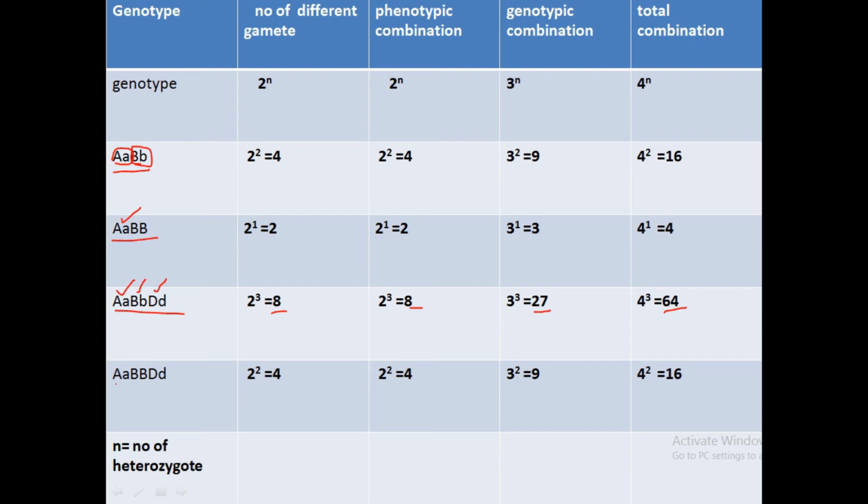If the genotype is this, then the number of heterozygotes is 2, so in place of n we have written 2, and the number of different gametes will be this, the phenotypic combination this, the genotypic combination this, and the total combination this. So now we can do the mathematical part very well. Let's see.